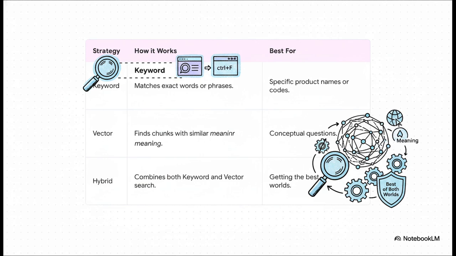That's like hitting Control F, looking for exact words. Then there's vector search, which uses our embeddings, our GPS for meaning, to find similar concepts. But really, the most powerful way is often a hybrid search, which combines the precision of keywords with the conceptual power of vectors. It really is the best of both worlds.